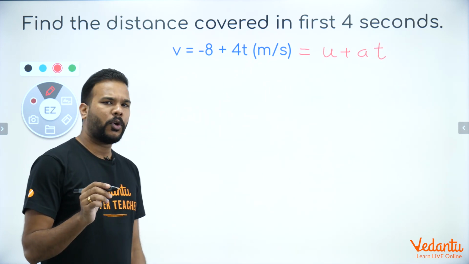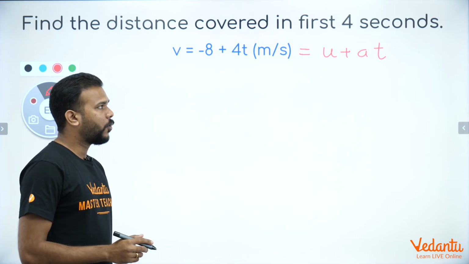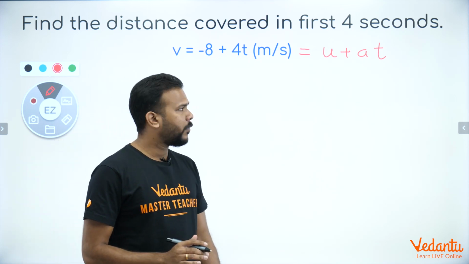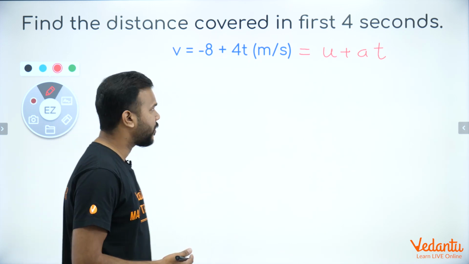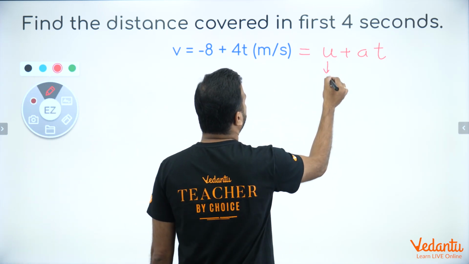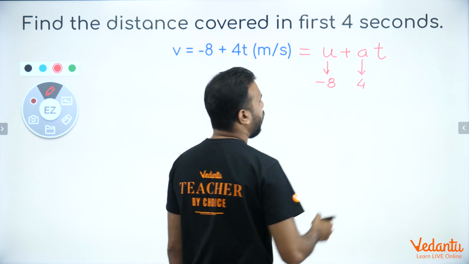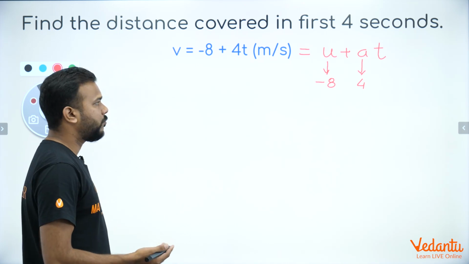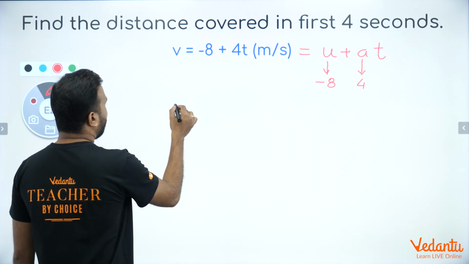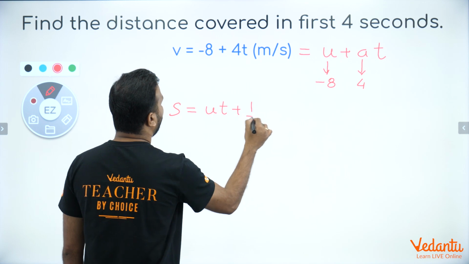Yes or no? So what I'm going to do is first tell you how we would solve this question without any shortcut trick, meaning the usual approach that students will take. If I compare the values, the initial velocity is -8, the acceleration is 4, and if you want to find anything related to distance or displacement, you will go by the equation S is equal to ut plus half at square.